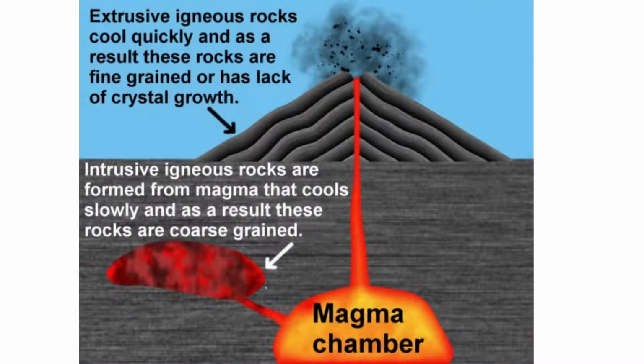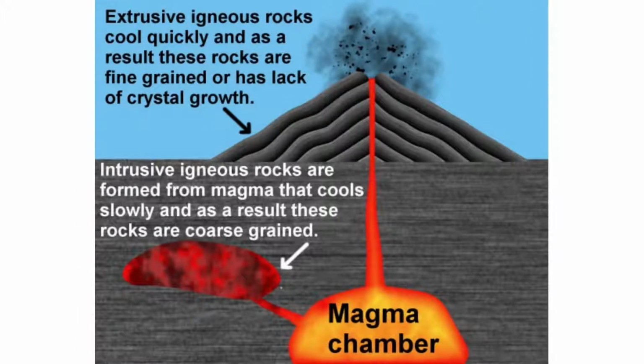There are two types of igneous rocks: extrusive rocks, which are formed on the surface of the earth, and intrusive rocks, which are formed deep in magma.